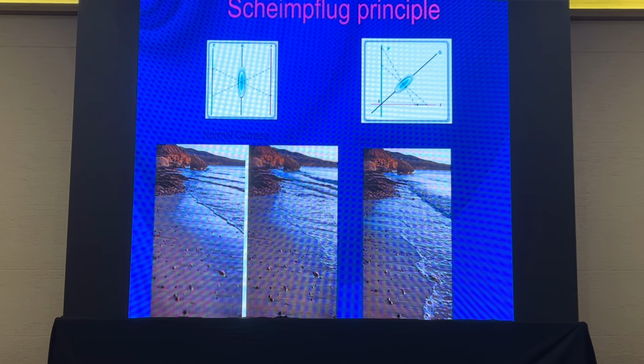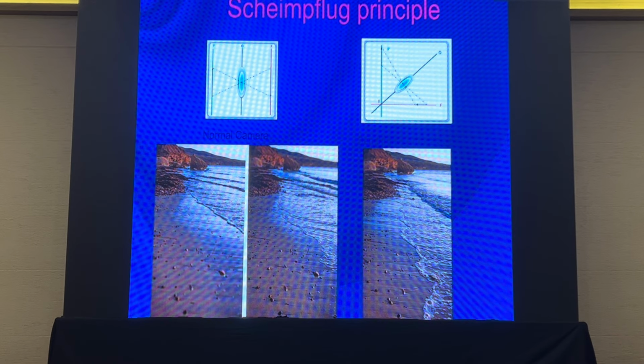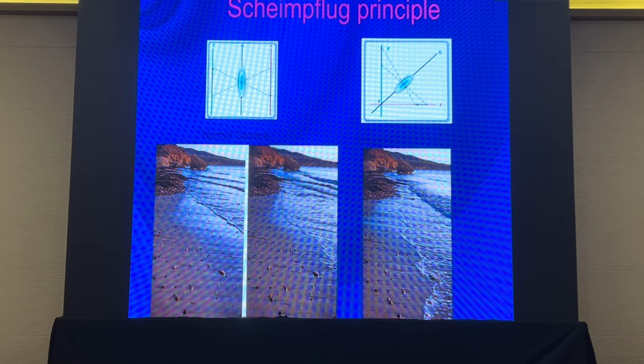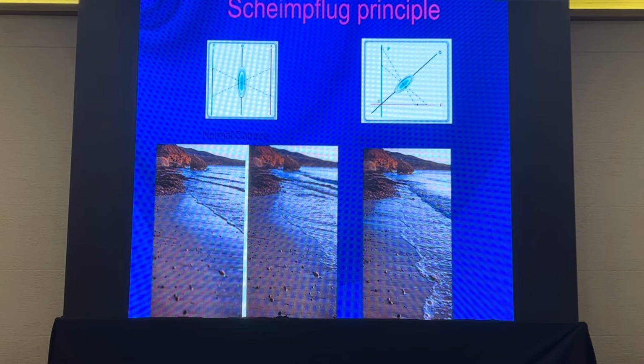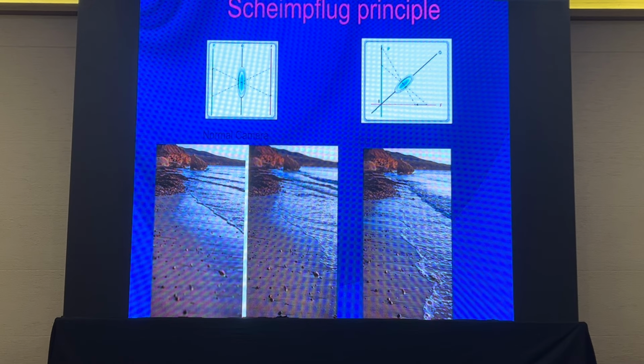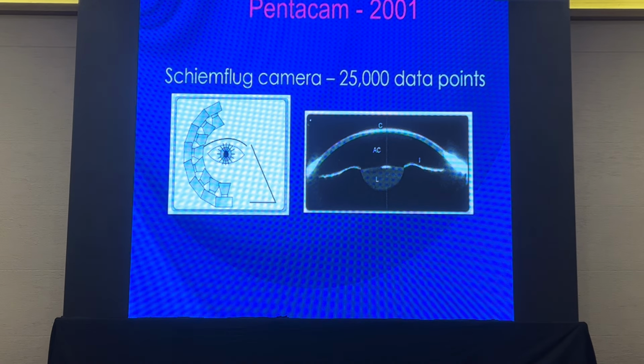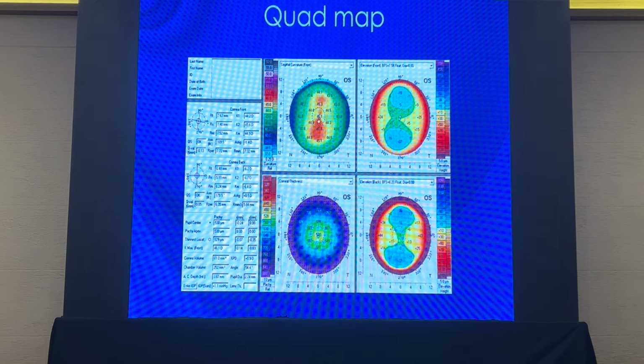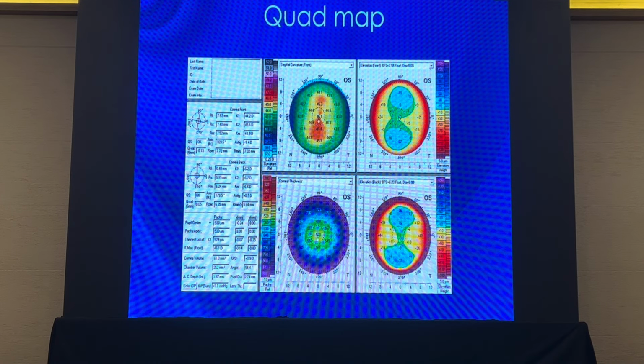So you use the Scheimpflug principle in which you tilt the plane of the lens so that it is along the curvature of the particular image of interest. For example, in the cornea, a rotating lens using the Scheimpflug image will provide a good image of the cornea as well as the other anterior segment structures. So it gathers about 25,000 data points, and it gives a chord map, something which looks something like this.